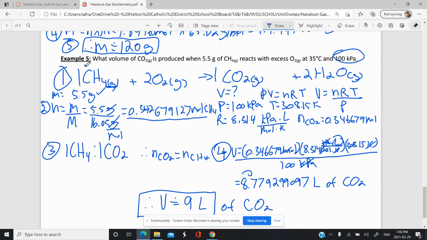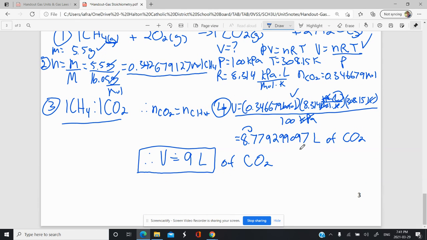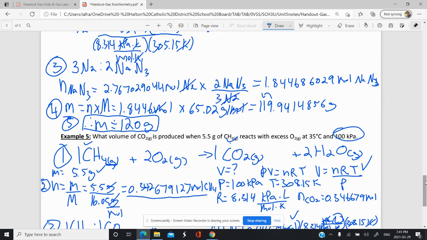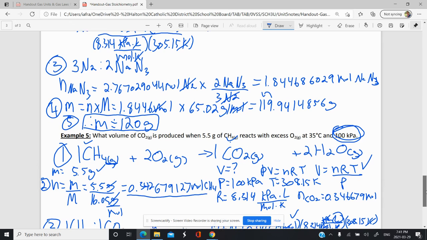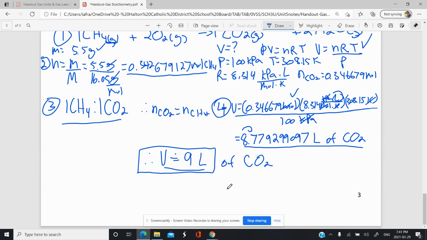I then did a ratio for the moles of CH4 to moles of CO2 in the equation, as you can see over here. So it was 1 to 1. And since it was 1 to 1, the moles of CO2 is going to be equal to the moles of CH4 that we calculated. And then we can plug that mole value into the initial equation we wrote over here, and then we got our final value for the volume of CO2. Then we made sure we rounded to the correct number of sig figs, which is 1, because in the question, the pressure was given to us as 100 kPa, no decimal there. So it was 1 sig fig as the smallest value. And so that's 9 liters of CO2.